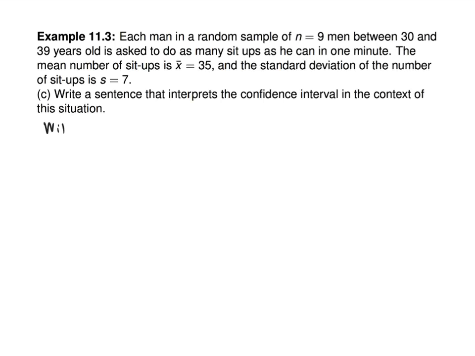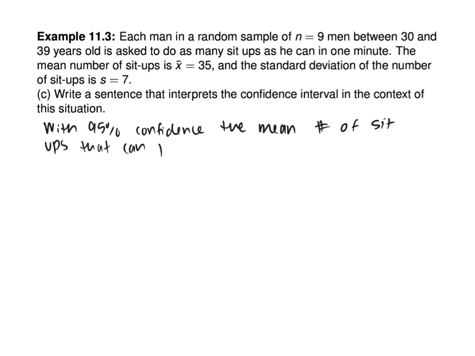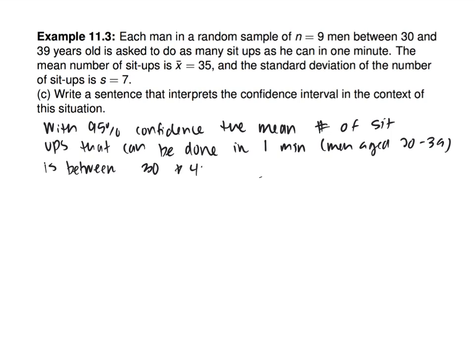Okay. So with 95% confidence, the mean number of sit-ups that can be done in 1 minute for men aged 30 to 39 is between, we'll say, 30 and 40 sit-ups.